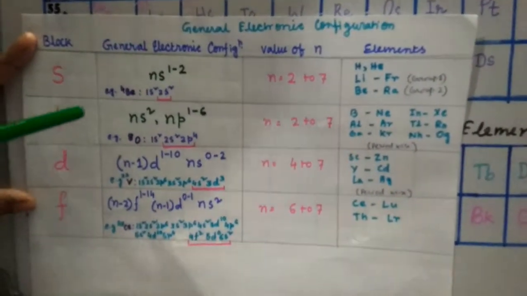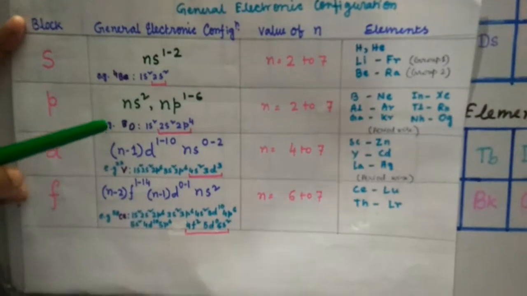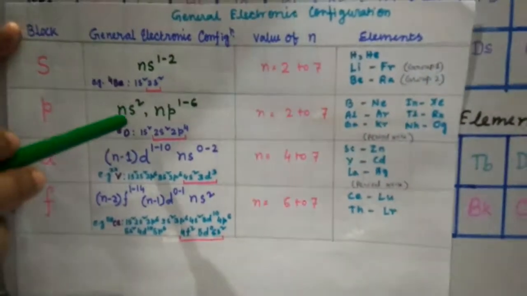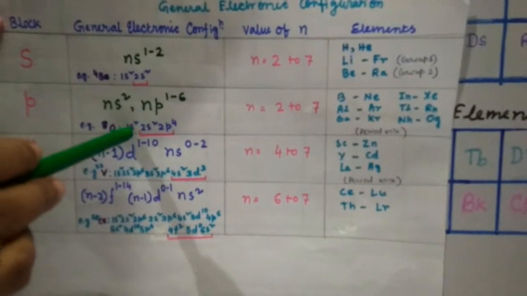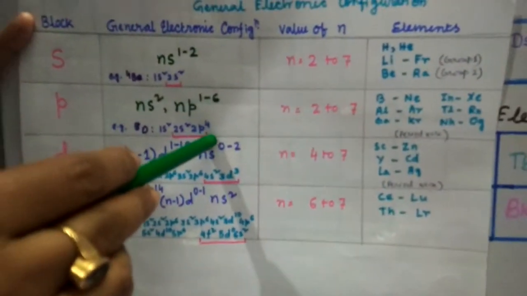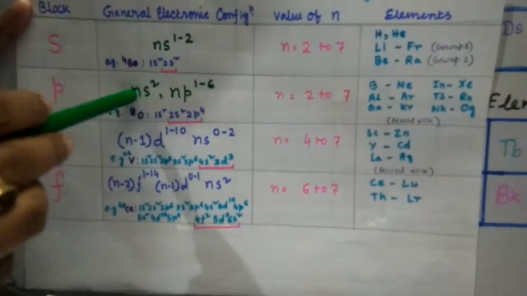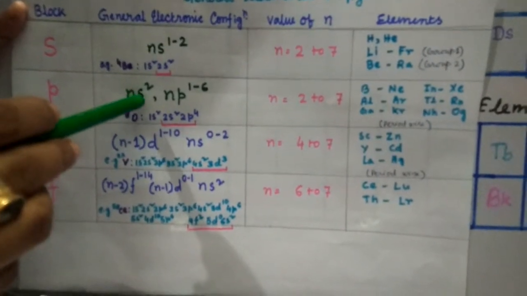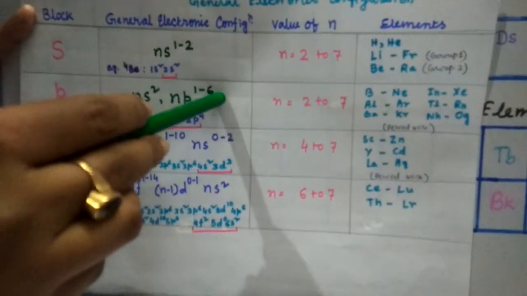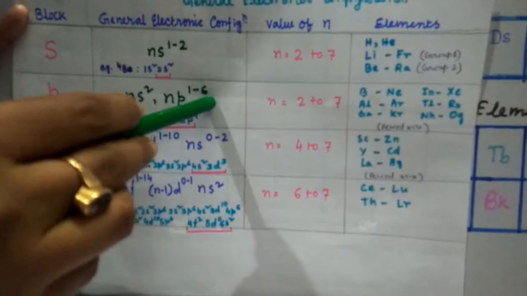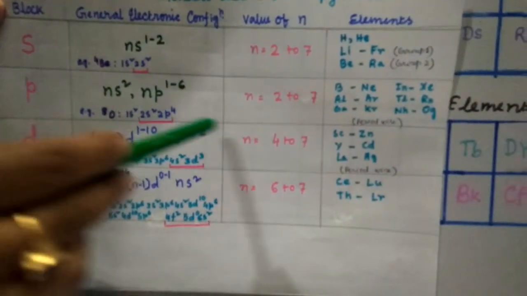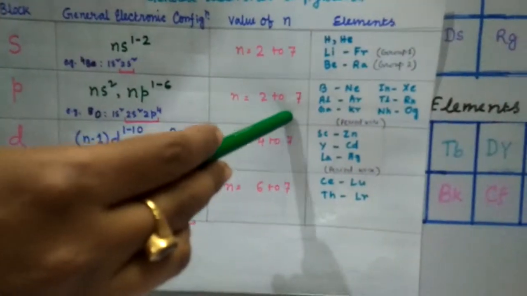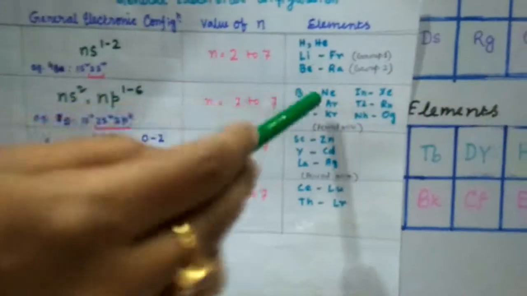And in the p block I have taken the example of oxygen, whose atomic number is 8, and its configuration is 1s2 2s2 2p4. So here you can see the general electronic configuration is ns2 np1 to 6, as it is a p block element, so electrons will be incorporated in the p orbital. Here n is equal to 2 to 7, and here are the elements.